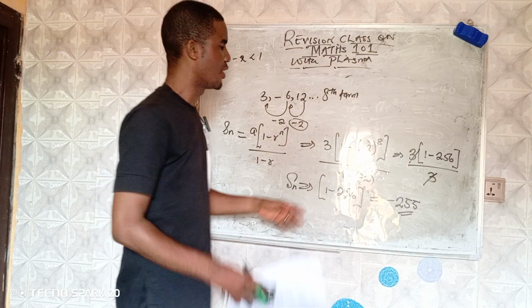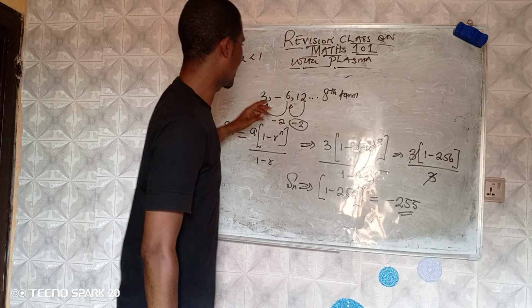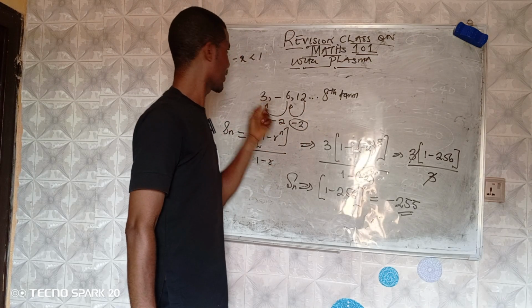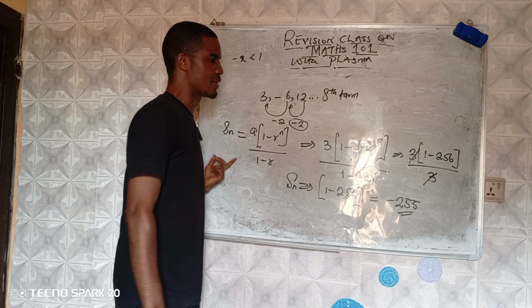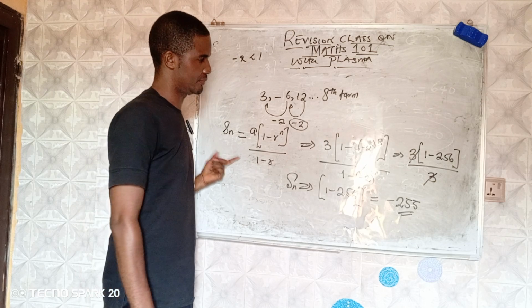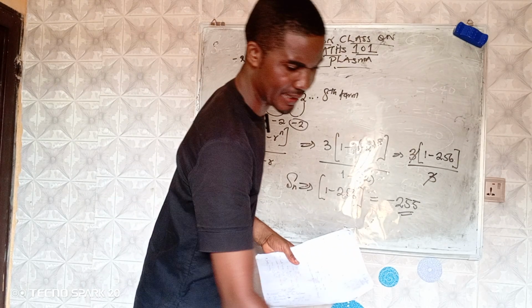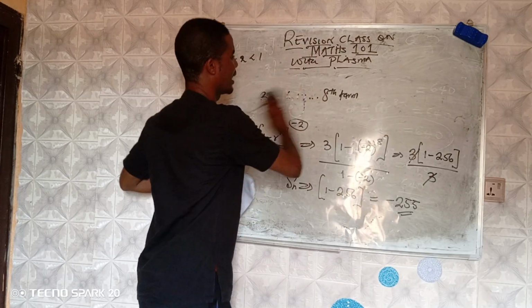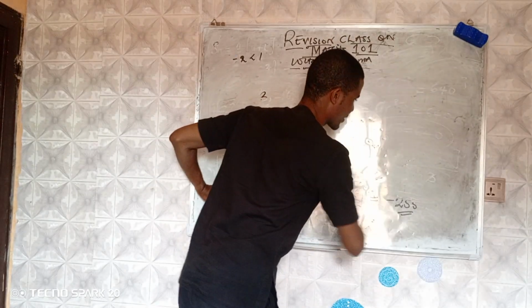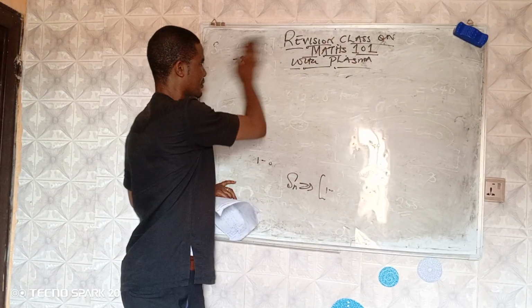So you see that for you to find the sum of a GP, you have to find the common ratio and know the exact sum formula you're going to use. I believe that example made a lot of sense. Okay.